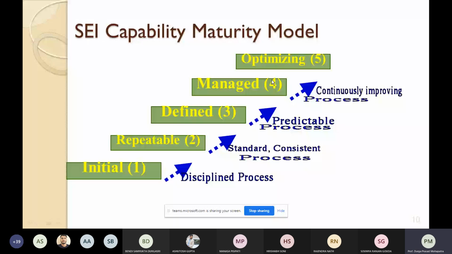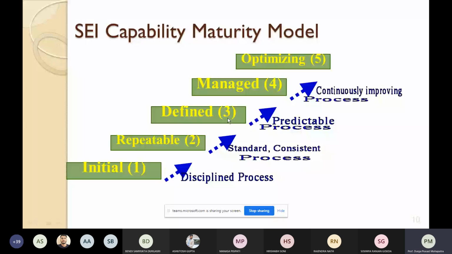If your organization is assessed at level 1, that means you are at the initial level. If you follow some disciplined processes, then you can go to repeatable level 2. If your organization is assessed at level 2, that means you are at the repeatable stage. In order to go to level 3, the defined stage, you have to follow some standard, consistent processes.